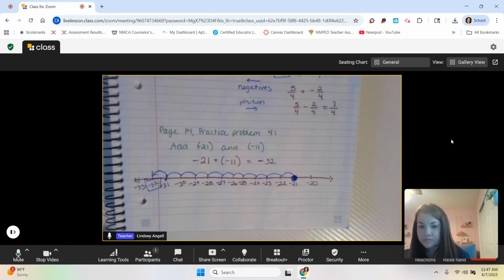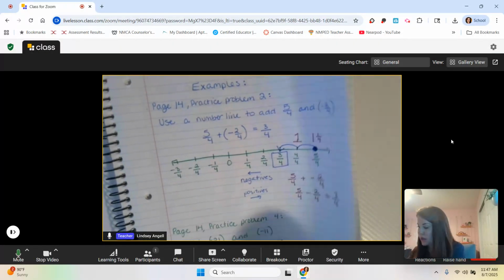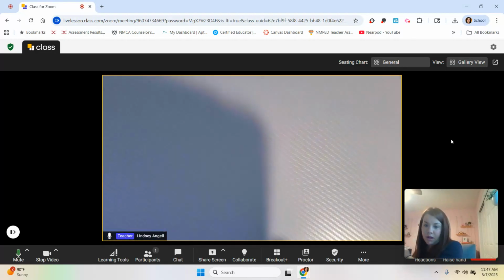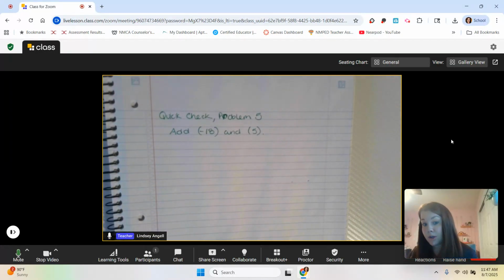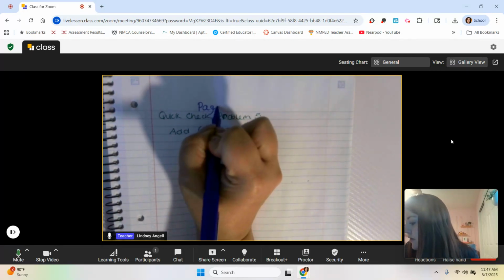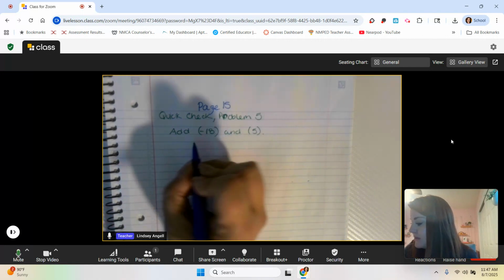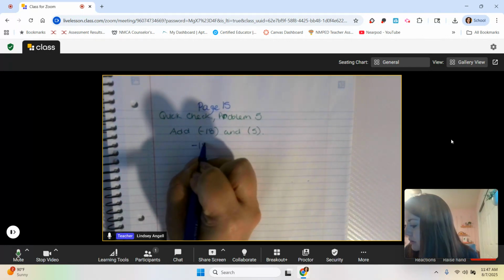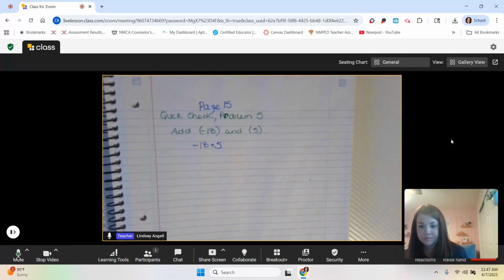Okay? One more, and then you can get on with the lesson and put all of this to use, okay? So this is actually from your quick check. This is page 15 in your lesson. Problem number 5. This one says add negative 18 and 5. So setting that up as an expression, negative 18 plus 5.